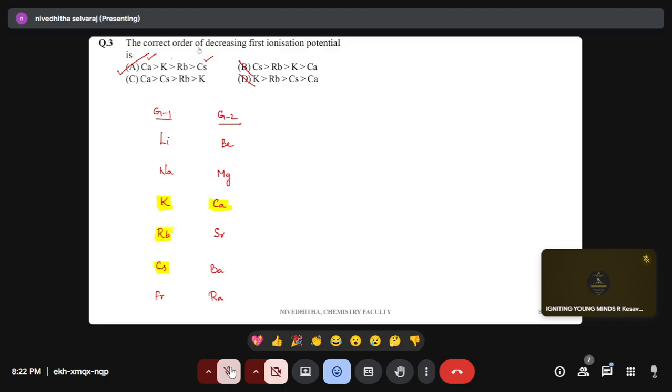What is the question? The correct order of decreasing first ionization potential. And now, what is this first ionization potential? What is meant by first ionization potential? Till now we have been discussing just ionization potential, right? Or just ionization energy. What is this first ionization energy? Okay, we'll see that now.